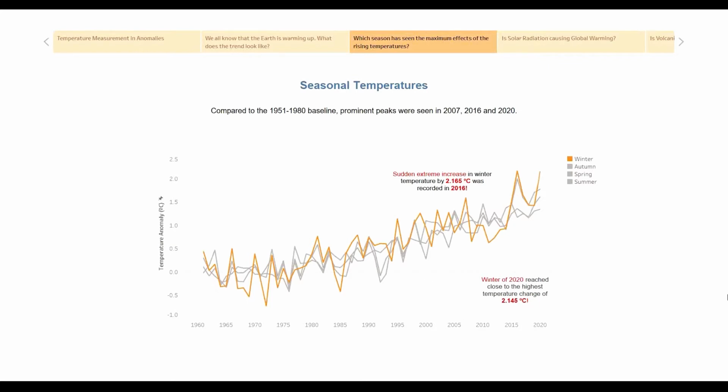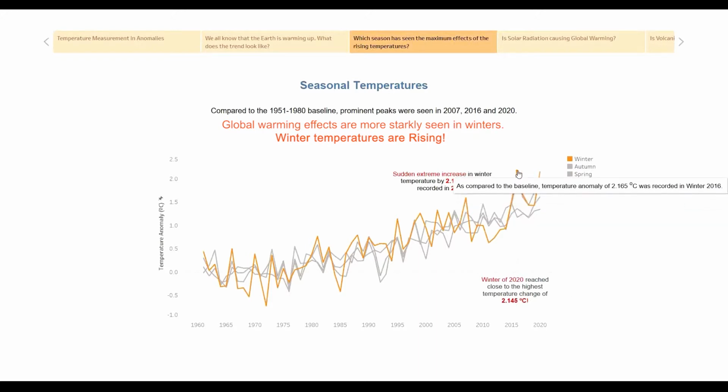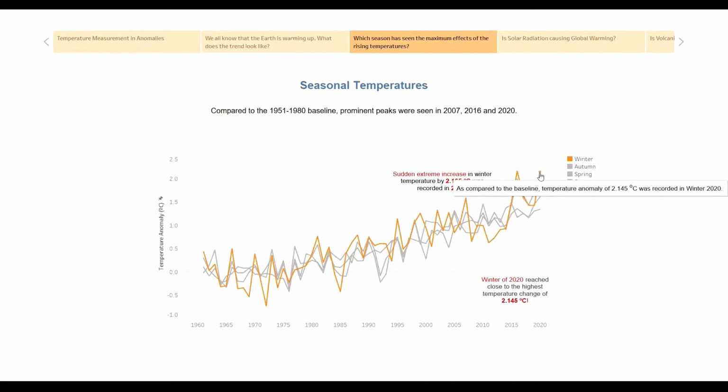But which season do you think is getting affected the most? Let us use data to understand. This line graph shows winter trends in orange line. We can see prominent peaks in 2007, 2016, and 2020.